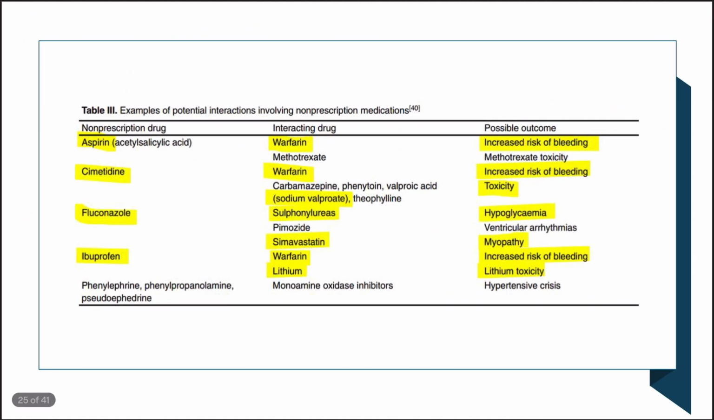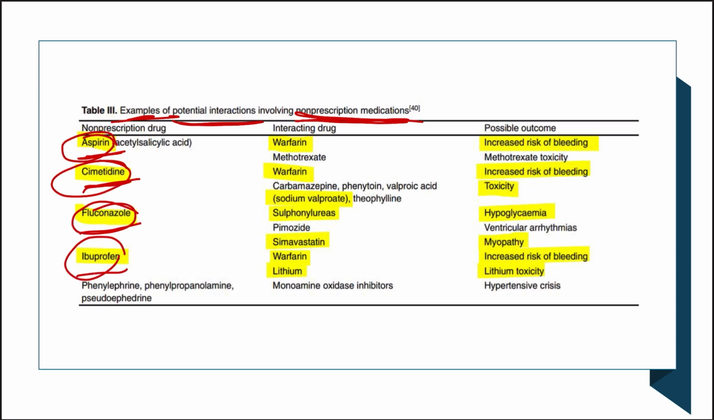So here you can see some examples of potential interactions involving non-prescription medication. Here you can see aspirin, which is a non-prescription medication. Then we have cimetidine, which is an H2 blocker. Then we have fluconazole, ibuprofen. All these are non-prescription medications, but these medications can lead to severe drug interactions.